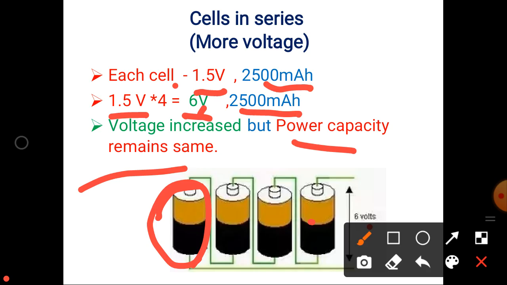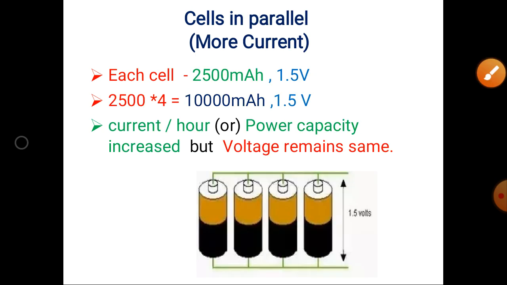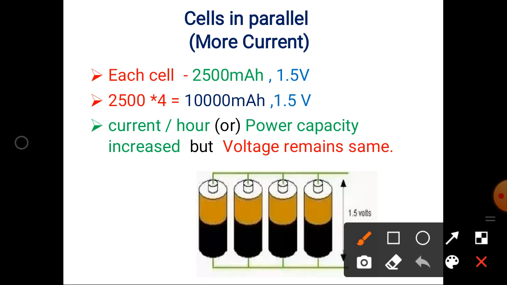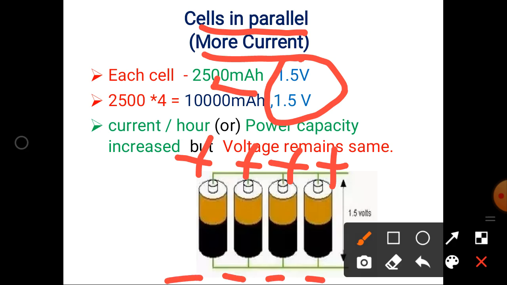Suppose I want to get more current from the same battery. Okay, what to do? We just connect the cells in parallel, right? If you connect the cells in parallel, the current will be improved but the voltage remains the same, right? So here see these 4 cells, each cell having the same rating of 1.5 volt and 2500 milliampere hour. Suppose I connect the cells in parallel, all the positive terminals are joined together, and all the negative terminals of all the cells are joined together, and finally we take the terminal as the output, right?